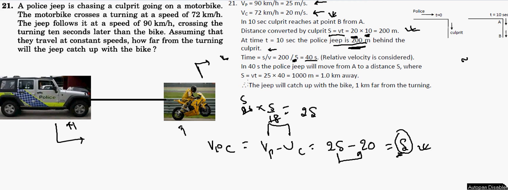In 40 seconds the police jeep will move a distance S, which is given by velocity into time. The velocity of the jeep remains 25, so 25 into 40 seconds. The question asks how far from the turning. So from the turning, the jeep will have to travel 1 kilometer, because its speed is 25 meters per second and it takes 40 seconds to cover that gap. So overall it will be 1 kilometer away.